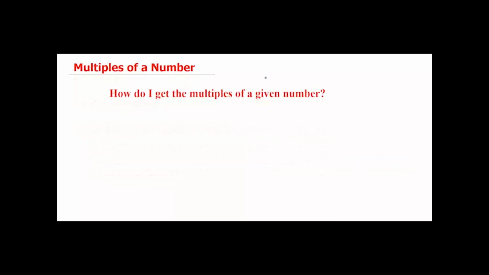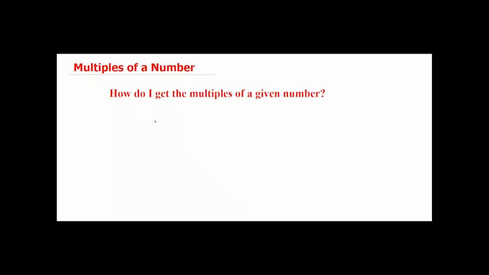Now, let's discuss multiples of a number. How do I get the multiples of a given number? It's very simple. All you need to do is to multiply it by some integers. Let's say we want to get the first 5 multiples of 5.